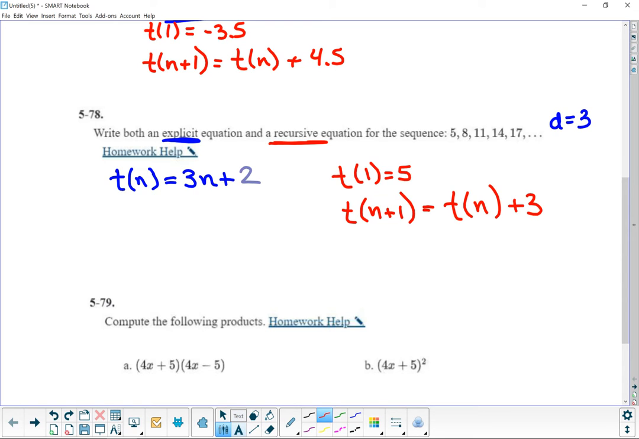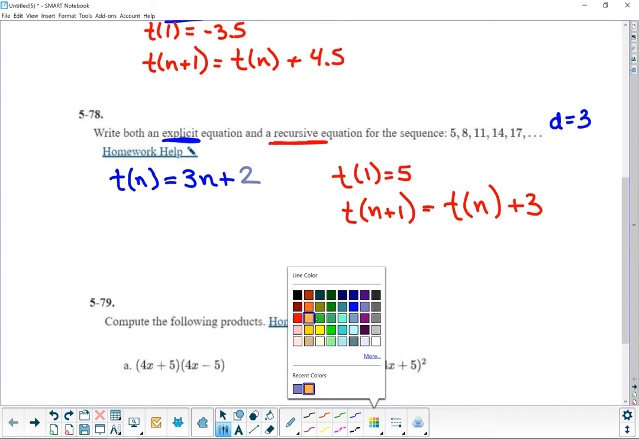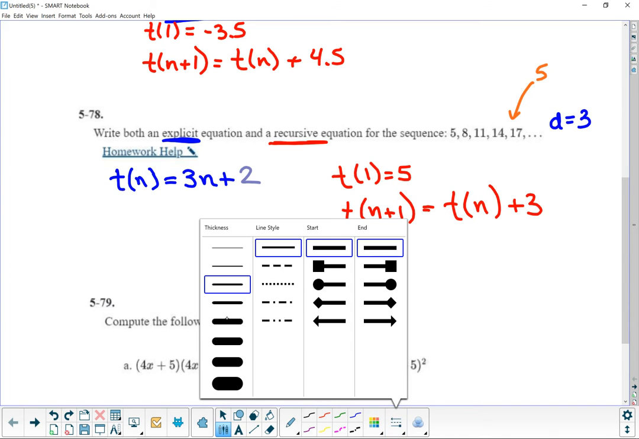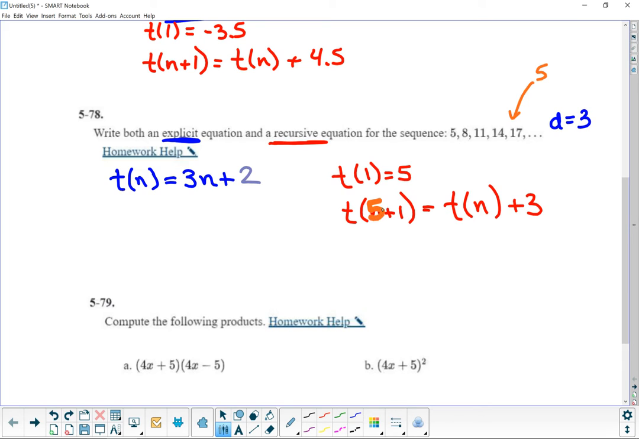So remember, with recursive, we can't just jump to the fifth term, okay? Because look, if we put 5 in here, and 5 here, that'll be 5 plus 1, which means I will actually be looking for T of 5 plus 1, which is 6. So that means I'll be looking for the 6th term.